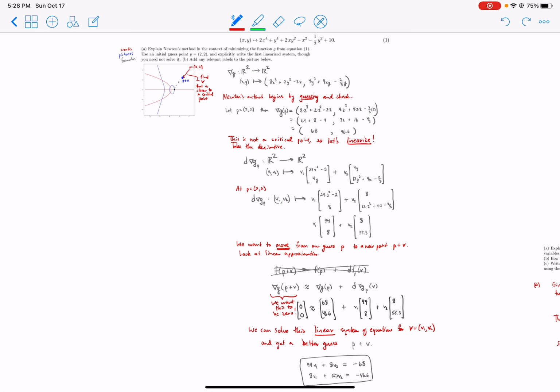And this will work in any dimension, because look at what we're doing. We solve a linear system of equations. We can solve those in more variables. And we're moving by a vector, P plus V. And vector addition, we know how to do in any dimension. You just add each of the components of the vectors.